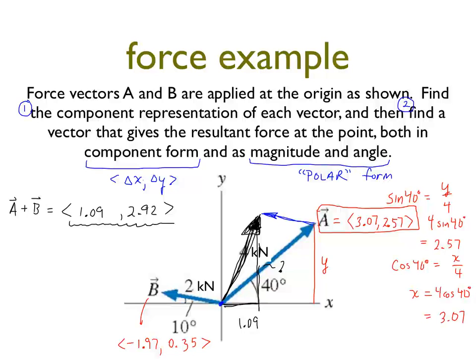Okay, so what about the polar form of that? How do we get the polar form? So we need the magnitude of it and the angle. How can we get the magnitude of that resultant force vector? Pythagorean theorem, square root of that squared plus that squared. What about the angle? Once you have the magnitude, you can choose any one of the trig functions you want. We use tangent, right? Opposite and adjacent, if you use the 2.92 and the 1.09, you could use tangent, and then arc tangent would get you that angle. And that would be the polar form of that resultant force.